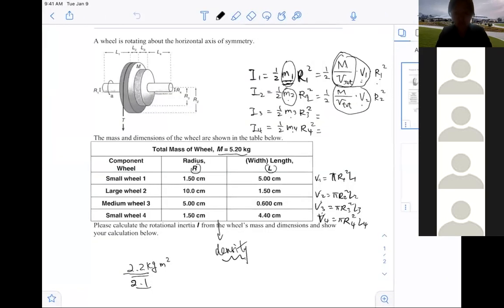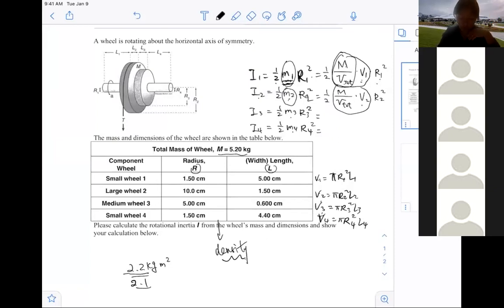Our pre-lab has 4 different disks, but it's nothing different than calculating 3. So instead of adding 3 together, you add 4 together. Each of them is a disk, so use the 1/2 mr squared equation for that particular shape. That's a disk shape, right? So I1 is 1/2 m1 r1 squared. I2 is 1/2 m2 r2 squared, and so on for 3 and 4, and so forth.